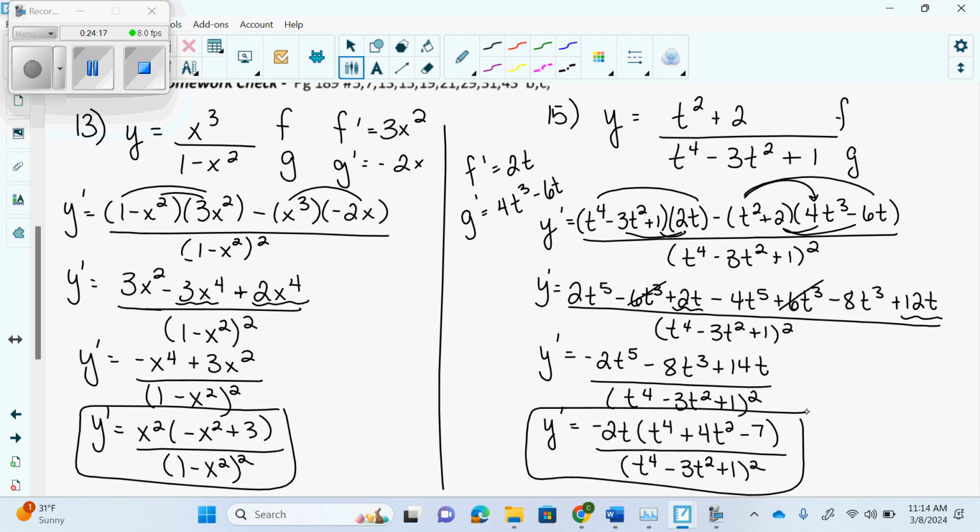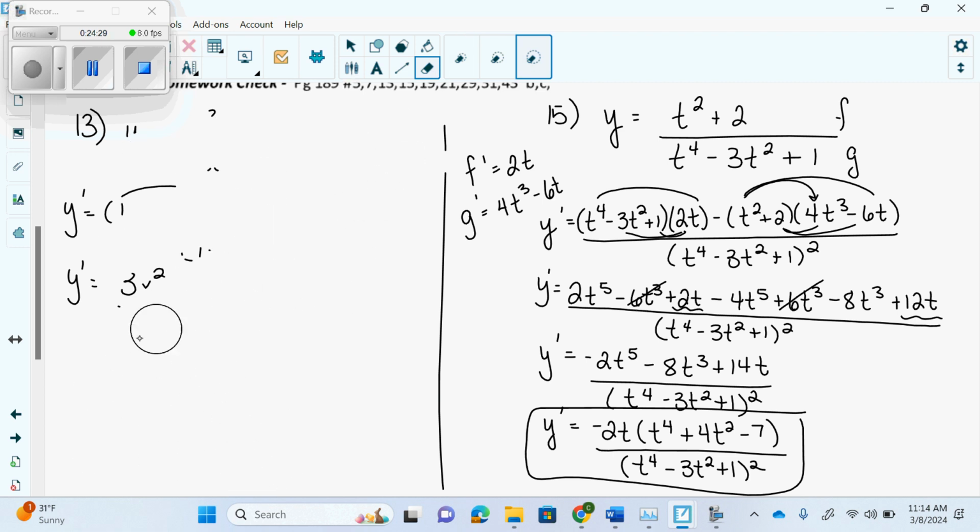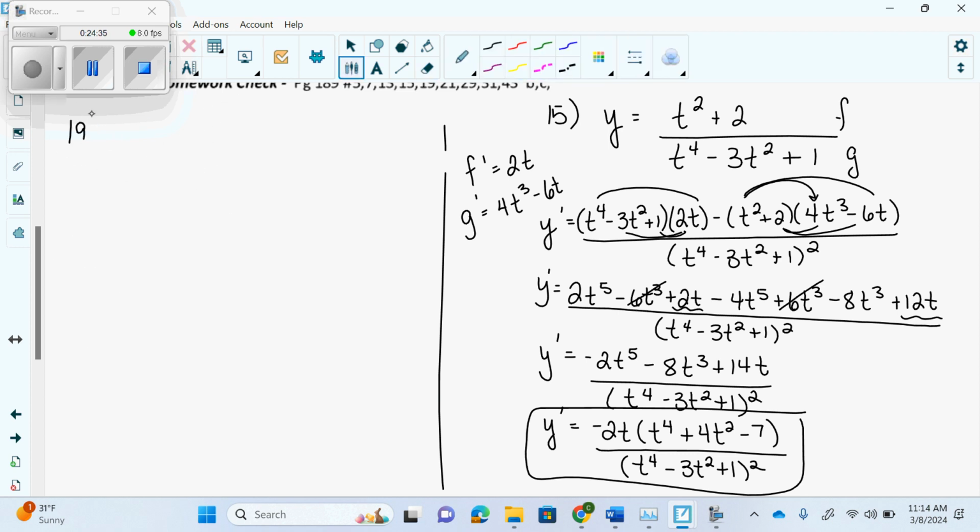Okay, then we have 19 and 21. Not polynomials. This one has roots in it. 19. Y equals v cubed minus 2v root v over v. Should we leave it as 2v root v? We've talked about this before. Or should we put those together?